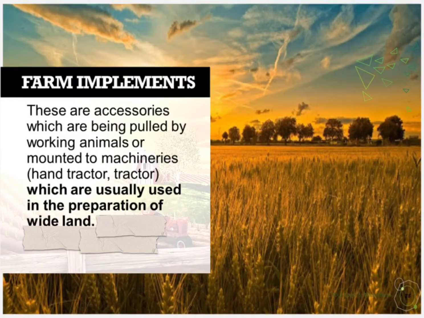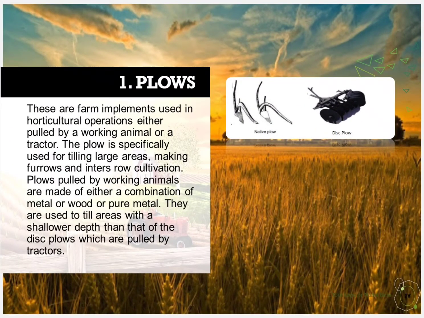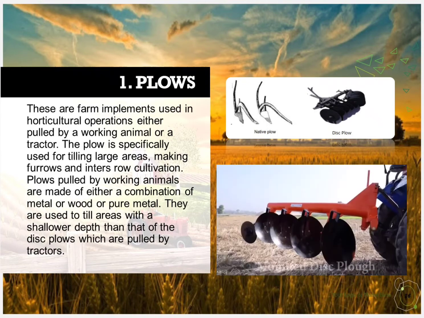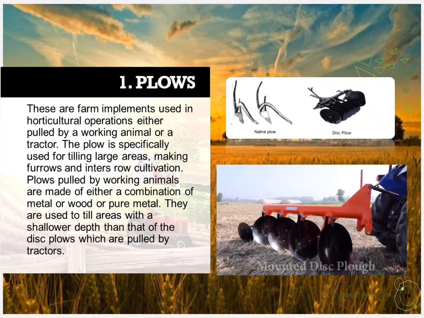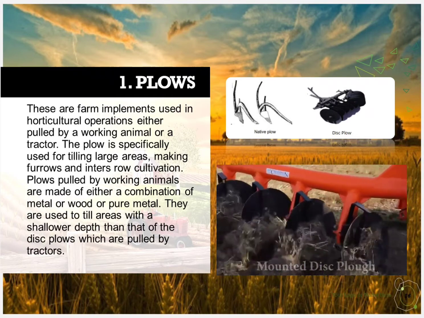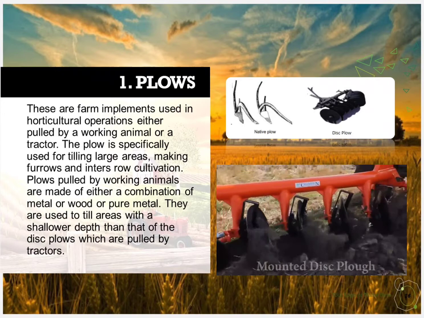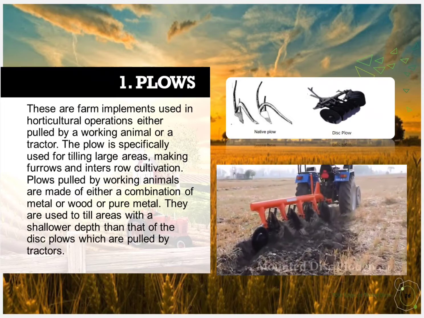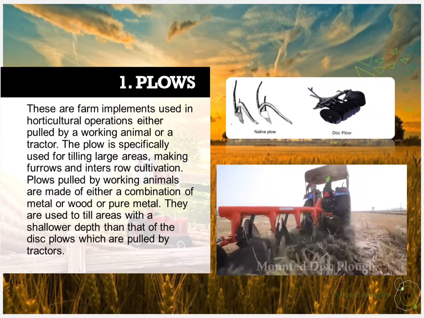For the first farm implement, we have plows. Plows are farm implements used in horticultural operations, either pulled by a working animal or a tractor. The plow is specifically used for tilling large areas, making furrows, and inter-row cultivation. Plows pulled by working animals are made of either a combination of metal and wood or pure metal. They are used to till areas with a shallower depth than that of the disc plows which are pulled by tractors. So as you can see, plows are indeed important and very useful, especially if we are planning to farm and cultivate a large area of land.